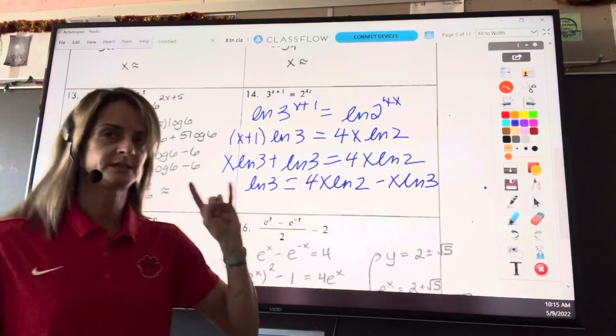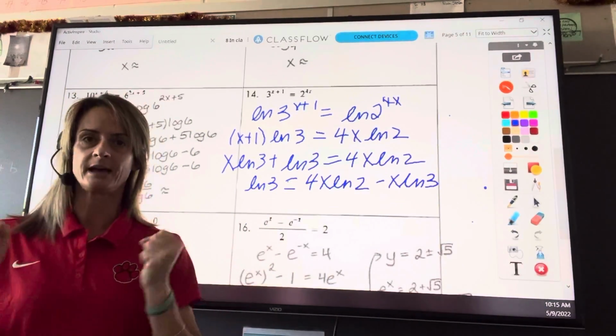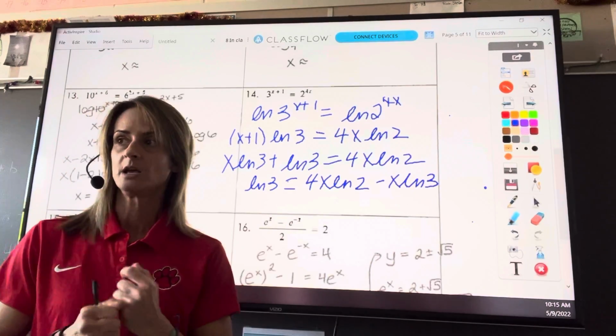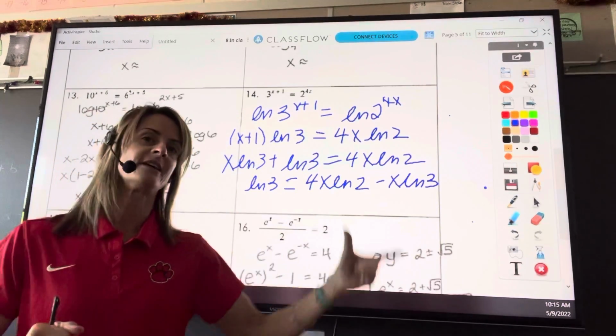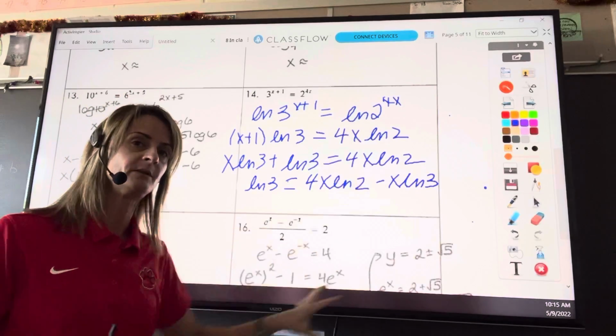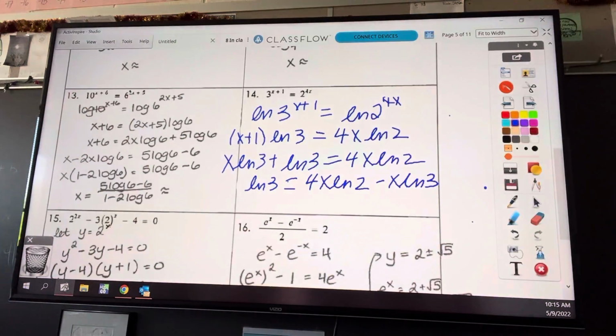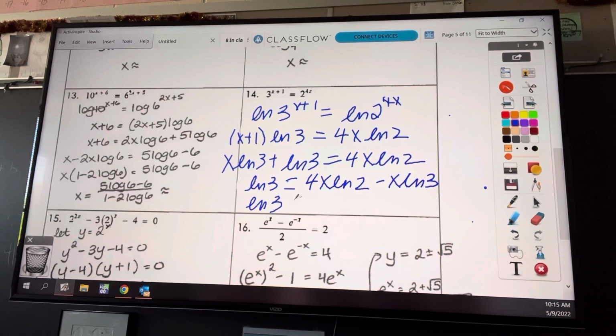Okay, this is the tricky part that we always have trouble with. Each of these terms has an x in it, and x is what we're looking for. We need to isolate it. So we are going to factor out, or GCF out, an x, and everything left, we're going to divide both sides by to isolate that x. I'm running out of room. Natural log 3 equals x times everything that's left, so 4 natural log 2 minus natural log 3. That's just a number.